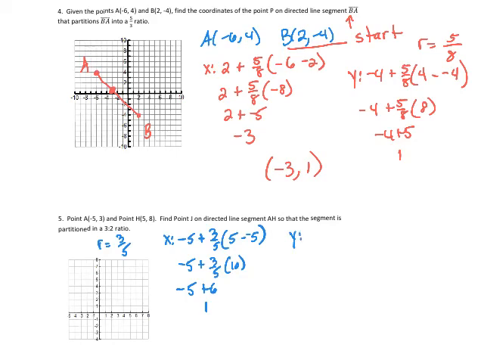For my y value, I start at 3, and I'm going to add 3/5. The difference is 8 minus 3, so that's a nice even 5 as well. 3 plus 3/5 times 5, 3 plus 3, and that's 6. So that last answer is 1, 6.